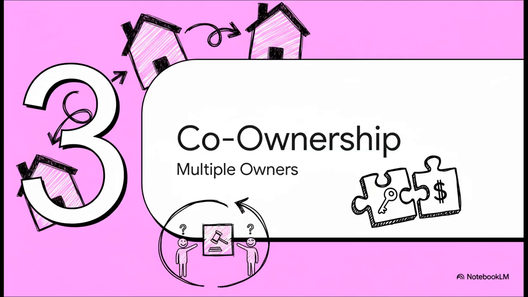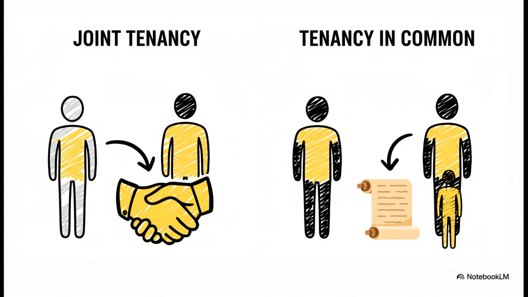Now, owning property all by yourself is pretty straightforward. But what happens when multiple people own the exact same property? Well, that's called co-ownership. And let me tell you, this is a topic that trips up so many people on the exam. So let's clear up all the confusion right now. We're going to focus on the two main types you'll be tested on: joint tenancy and tenancy in common.